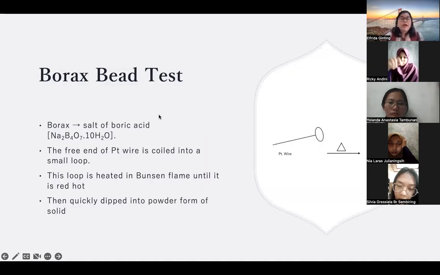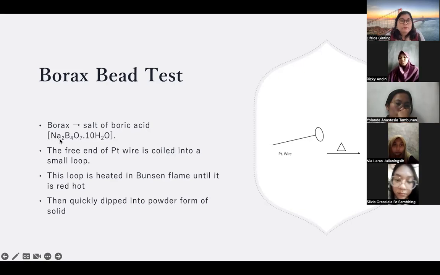Now, next, we have what we call the borax bead test. What we do is, this is borax, Na2B4O7·10H2O, sodium tetraborate with ten waters. So this has water of crystallization. Borax basically has water of crystallization. So this is what we call a salt of boric acid.